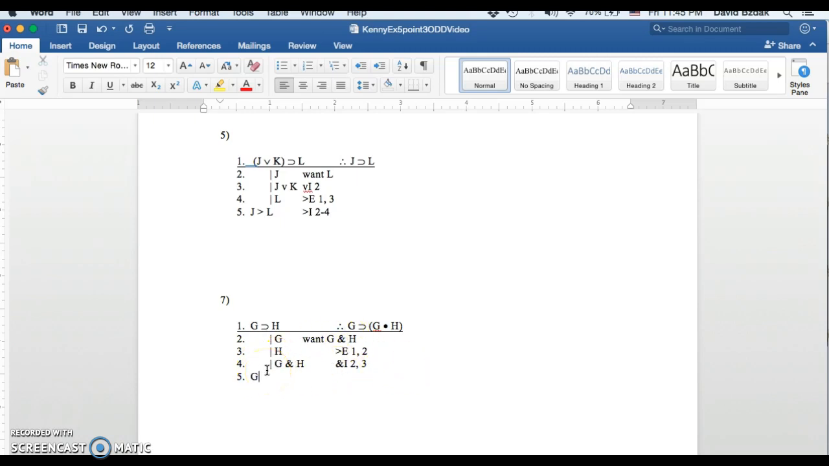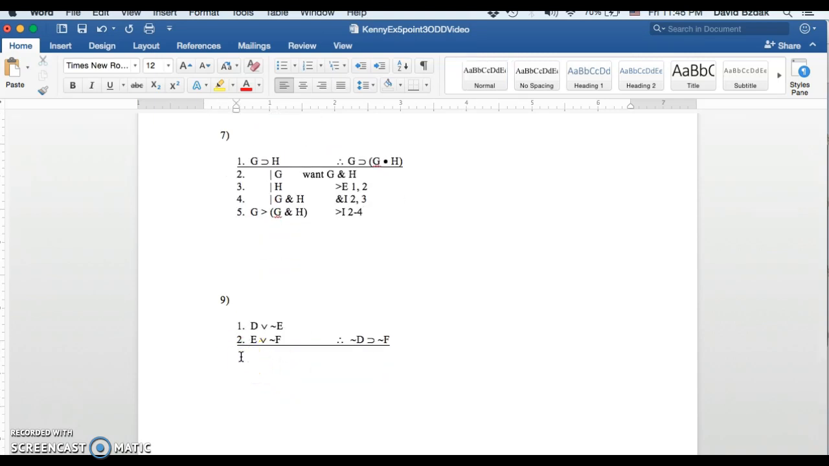So I can write here if G, then G and H. And that's by, 2 is my assumption, so it's conditional introduction. 2 dash line 4 was where I got the consequent. So conditional introduction 2 through 4.